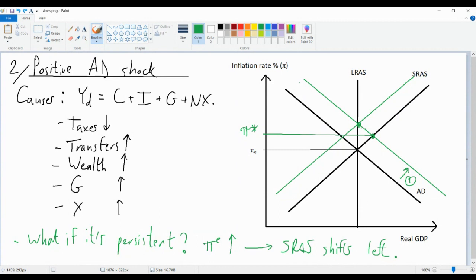What is the point? The point is that it means the Fed may not want to wait for expected inflation to rise. So then the question is, if this shock is persistent, what should the Fed do?